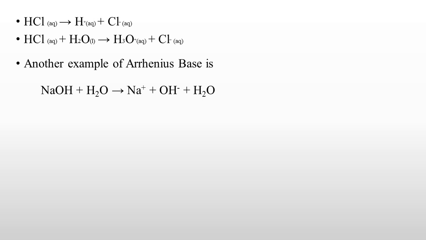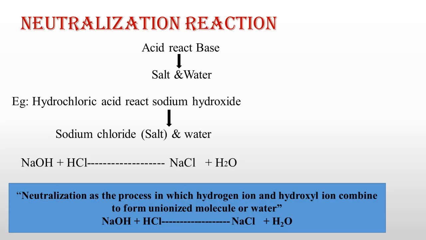From the reaction, it will be more clear. Here, HCl in aqueous solution provides H plus ion and Cl minus ion, so it is an acid. Or HCl reacts with water to provide hydronium ion along with chloride ion, so it is an acid as per the Arrhenius concept. Another example for base is NaOH. When this base NaOH is reacting with water, it is providing Na plus and OH minus ions. So it acts as a base since it is giving hydroxyl ions in the aqueous solution.